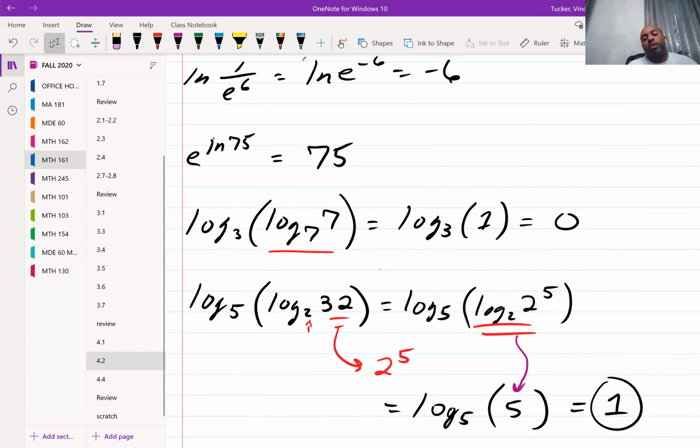Questions on that before we look at 4.3?